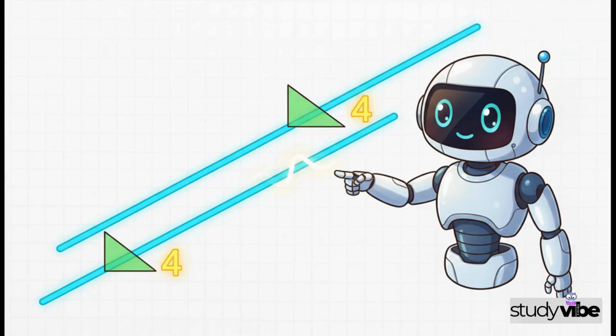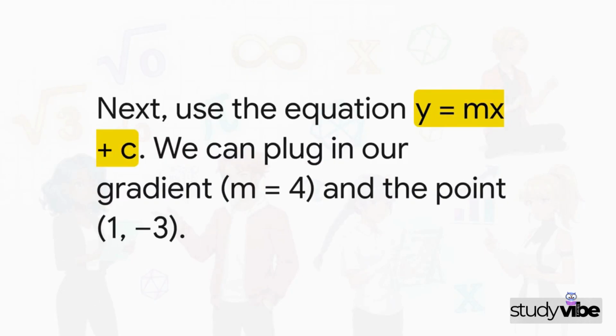So what's the most important word in that whole sentence? Parallel. That's our big clue. Why? Because parallel lines always have the exact same gradient. So if our original line is y equals 4x minus 1, what's its gradient? It's 4, right? That means the gradient of our new line, we'll call it m, is also 4. Boom. Step 1, done.